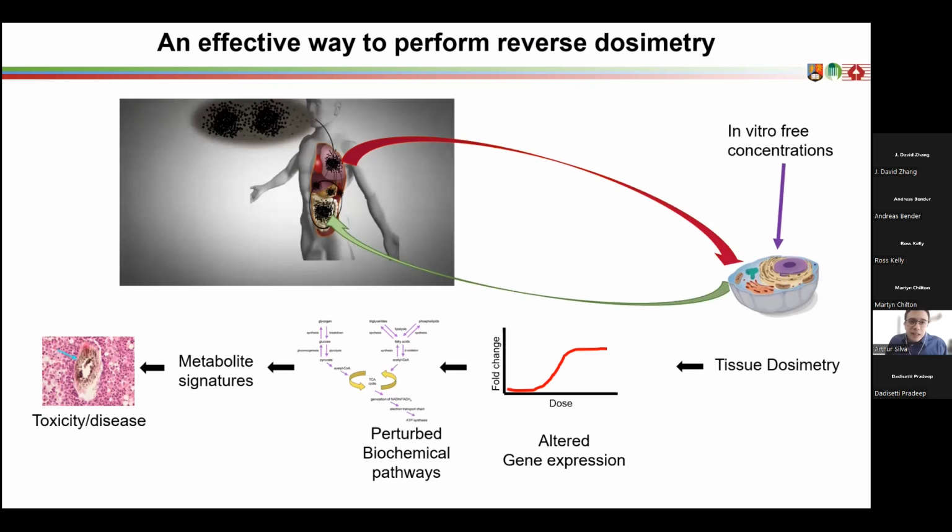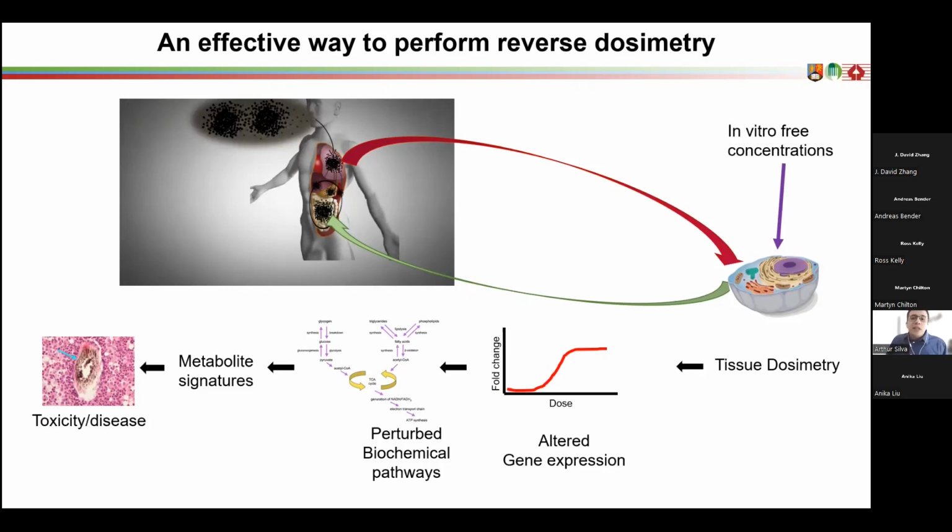In this example, we have two arrows, one red and one green. The red arrow represents the most familiar process, forward dosimetry. On the contrary, the green arrow shows the less familiar process, which is reverse dosimetry, because we are starting from the tissue dosimetry and then trying to extrapolate to the exposure dose.